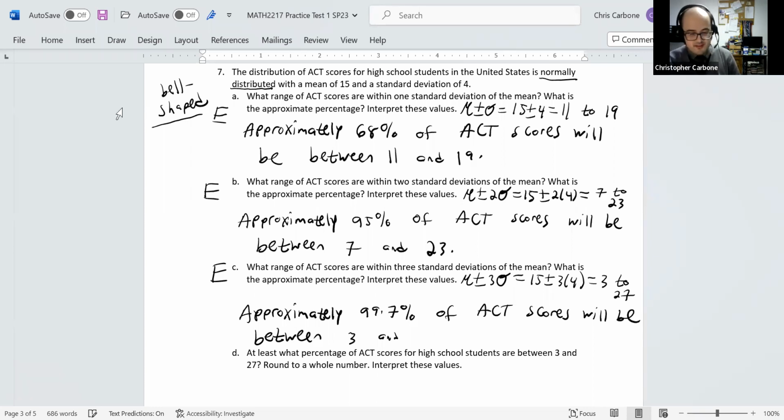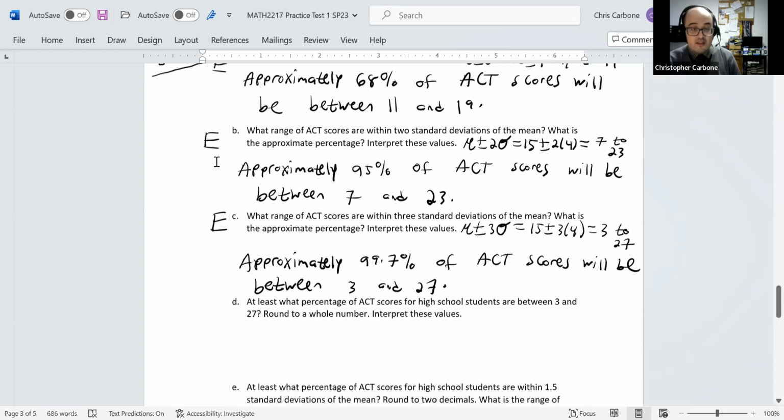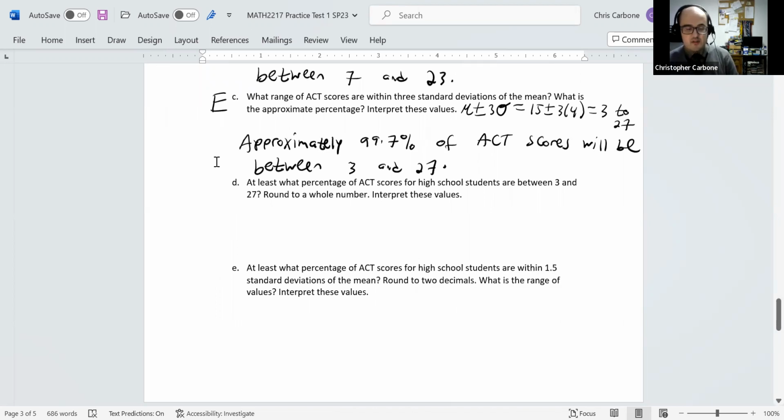All right, we still have 2 more parts to this question, but those 3 specifically dealt with the empirical rule. Part D asks at least what percentage of ACT scores for high school students are between 3 and 27. Likewise, part E asks at least what percentage are within 1.5 standard deviations of the mean. Because of that phrase, at least, this uses Chebyshev's inequality. So even though it's a bell-shaped distribution, these ones need to use the Chebyshev inequality.